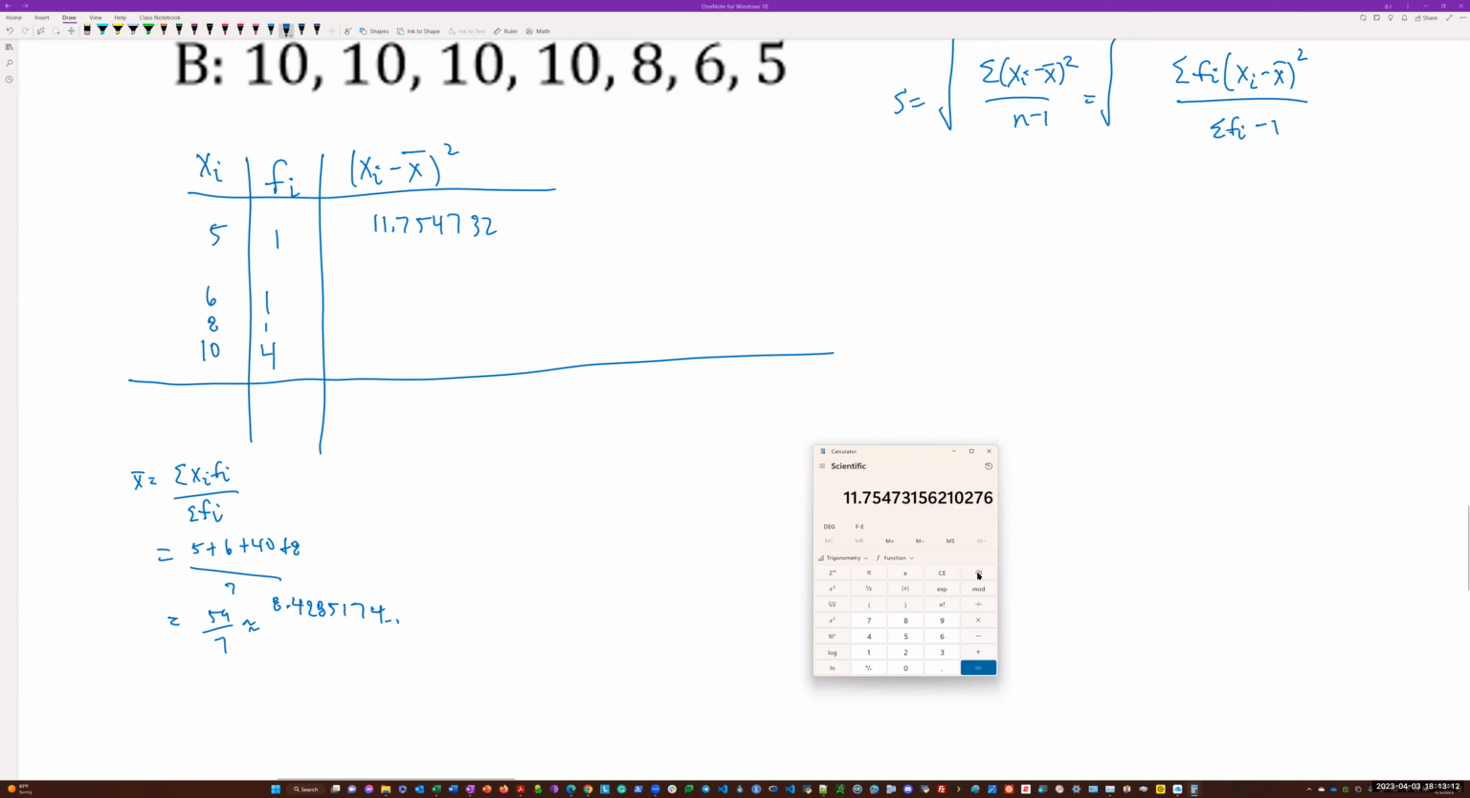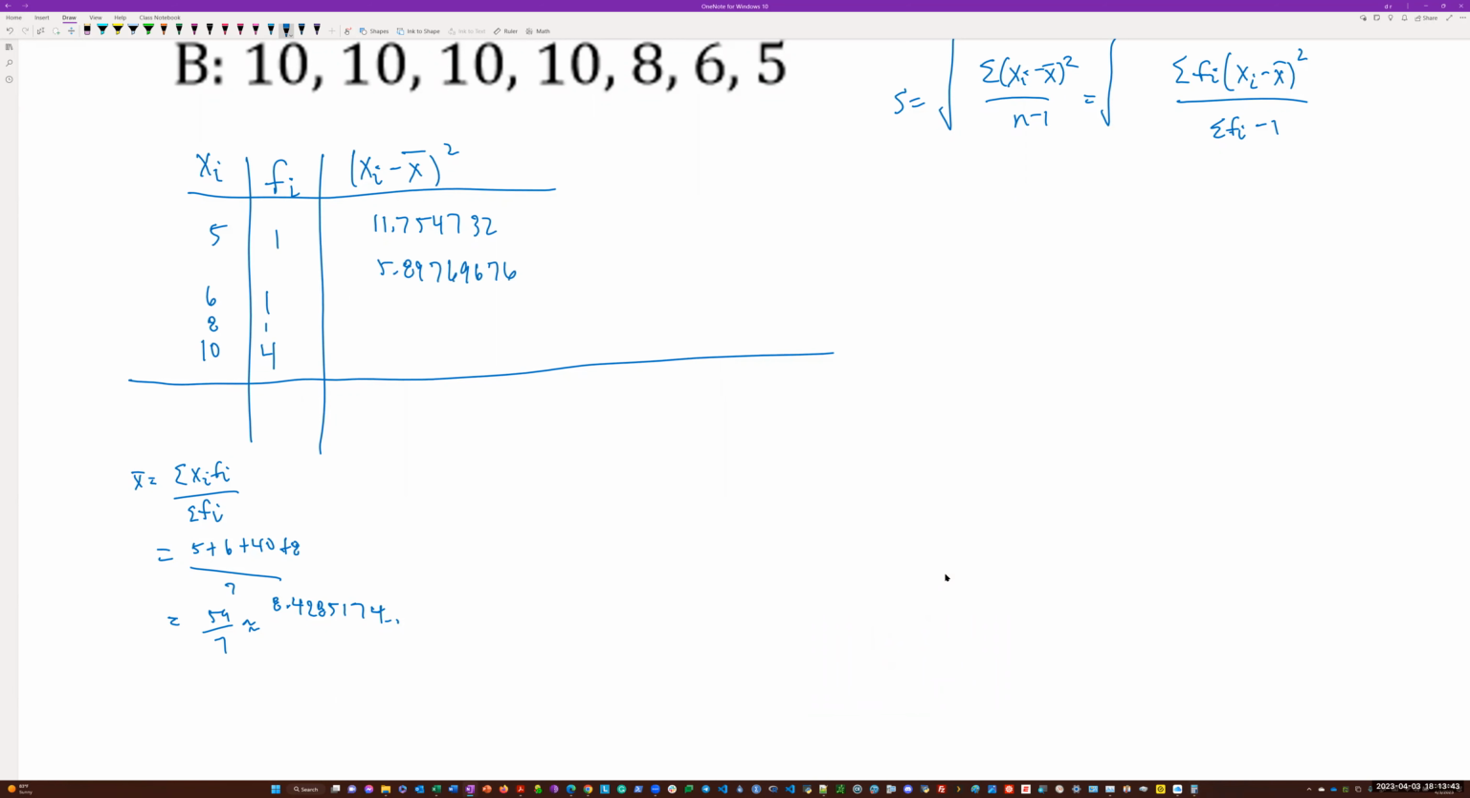All right. Then we need to do the next number. So this is going to be 6 minus 8.4285174 quantity squared. 5.2 something, right? But you gotta square it. 5.8976676, some number. Does that make sense? And that was for 6.